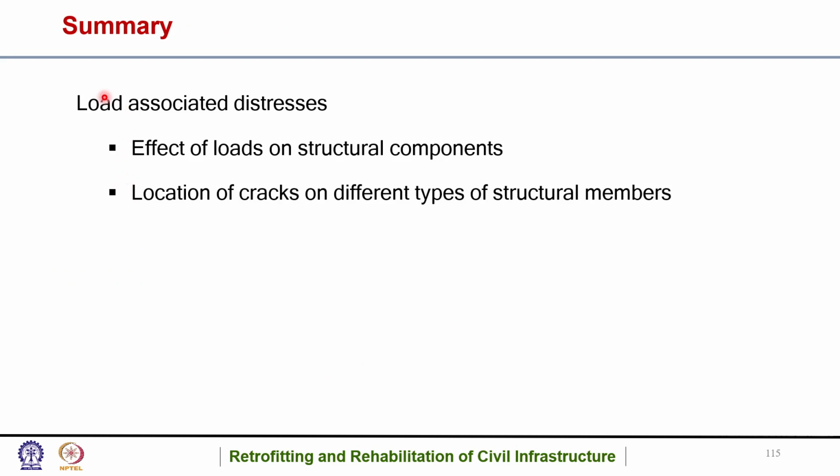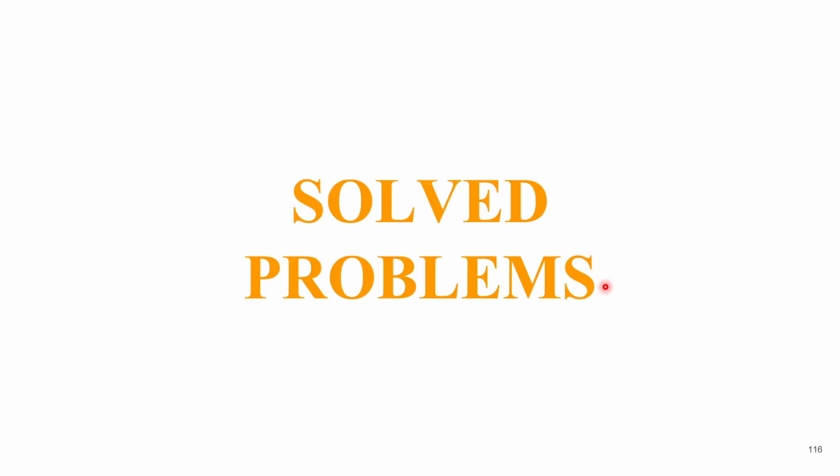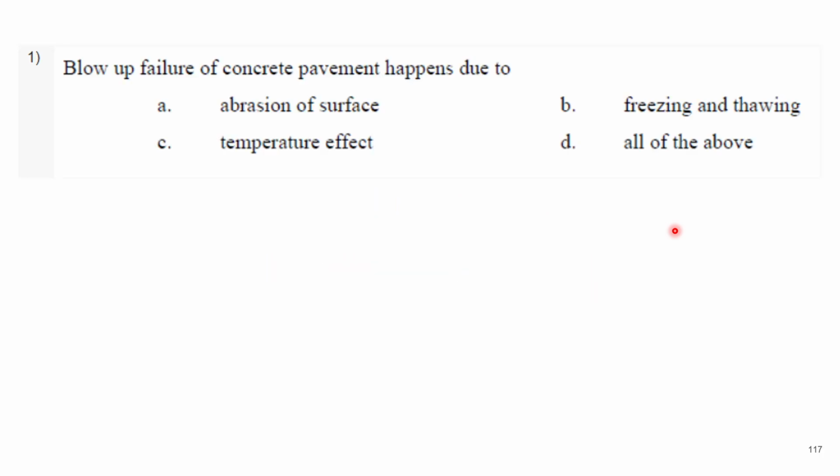And so we can summarize this lecture. With this we can say that in the load-associated distresses, we understood the effect of loads on structural components and the location of cracks on different types of structural members of RC structures, reinforced concrete structures. With this we have completed the contents for the first week. Now let us solve a few problems and try to properly understand the application.